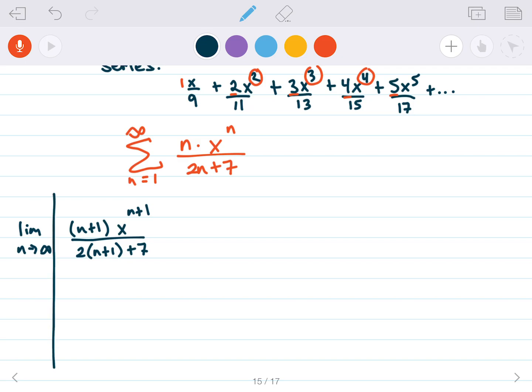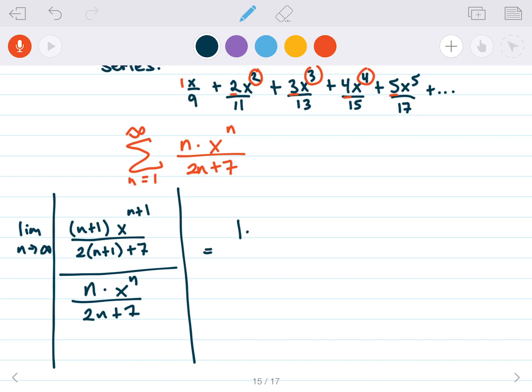And this is all going to be over the regular formula, which is just this. So it's all going to be over n times x to the n over 2n plus 7. Okay, let's clean it up. We're going to multiply by the reciprocal here to turn that complex fraction into something prettier.